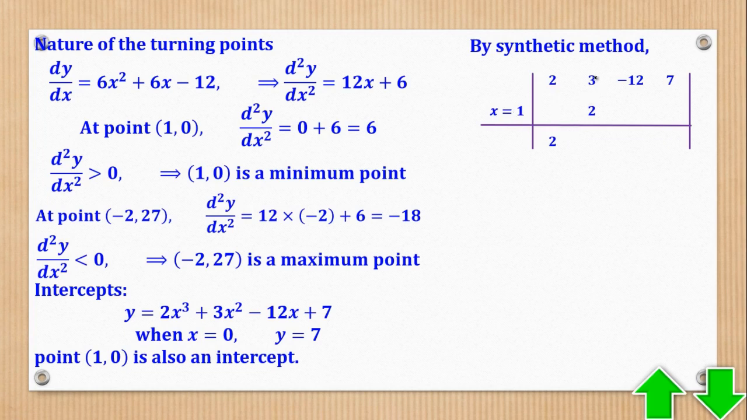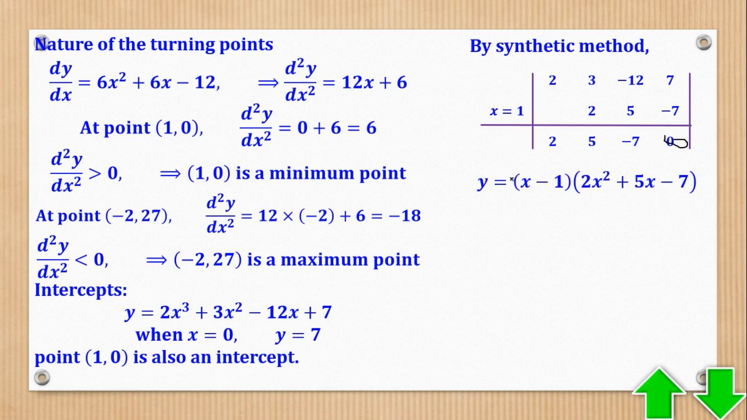Then you repeat the procedure. This plus this gives you 5. 5 times this gives you 5. Repeat the procedure. This plus this gives you -7. -7 times 1 gives you -7. Then this plus this gives you 0. So what is put here will be the remainder, so the remainder is 0.